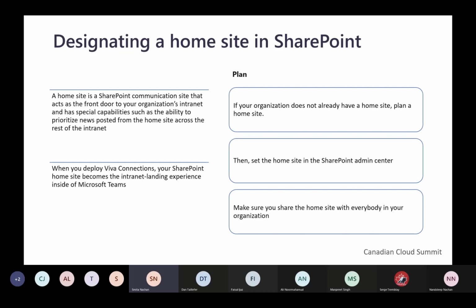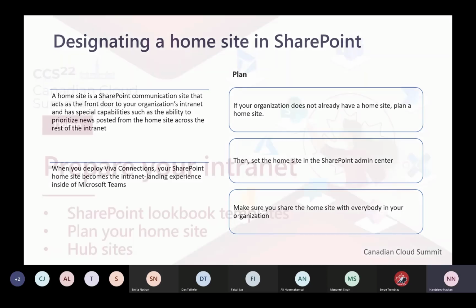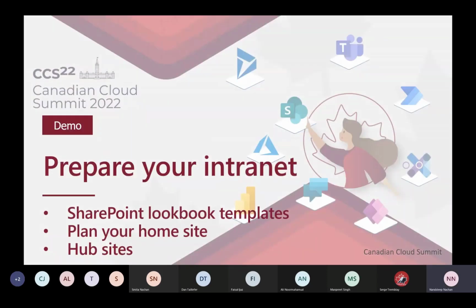Some of the important things: a SharePoint home site is required to set up Viva Connections, and home sites are generally high-traffic sites, so they should be optimized for performance. While getting started, if your organization does not already have a home site, plan for one, then set the home site in the SharePoint admin center. Make sure that you share the home site with everyone in your organization. When it comes to permissions, the SharePoint administrator or higher can create a home site. With that, let's get into the demo and see how we can prepare our intranet quickly.